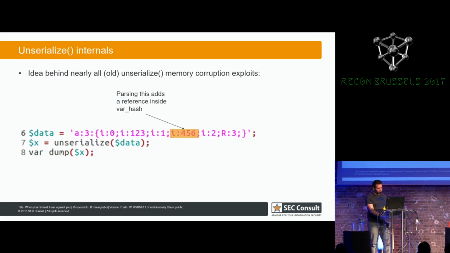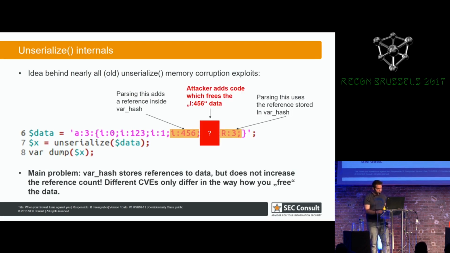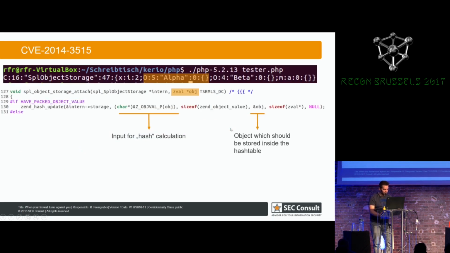And at least the older use-after-free vulnerabilities work like this. You have some data, you have a reference to this data, and then you add some strange code in between which will free this data. So that means this data here will be freed, but we still have a reference. And the main problem here is that this reference does not increment the reference count. So it does not have an influence on the reference count. So we just have to find some code which will free the data. Then we can use the reference to access the freed data. Like every simple use-after-free bug.